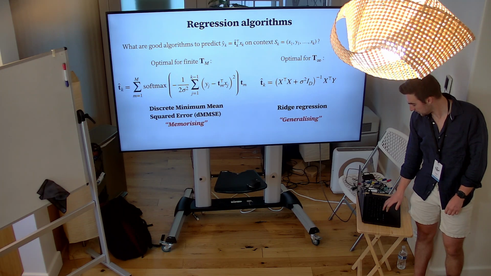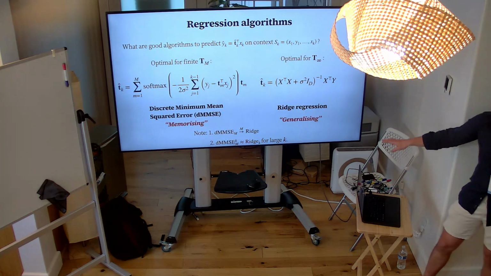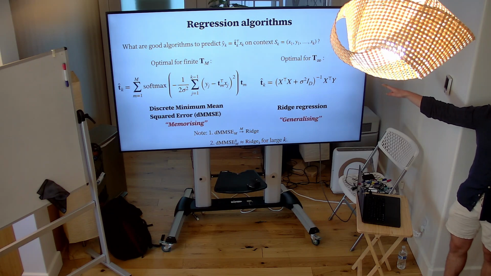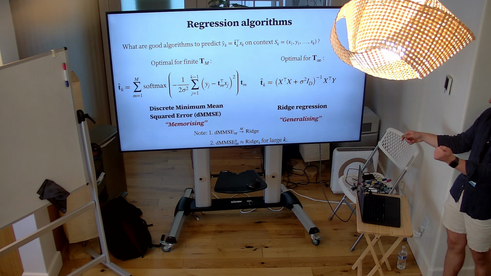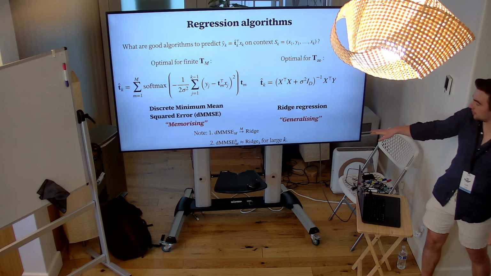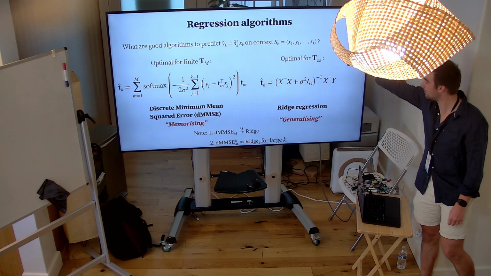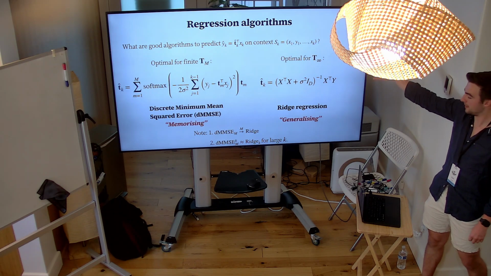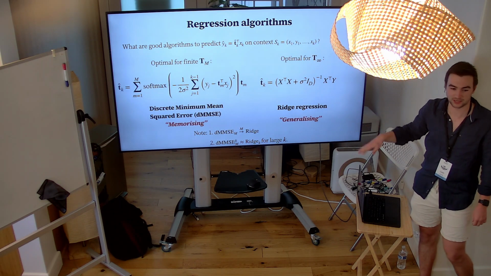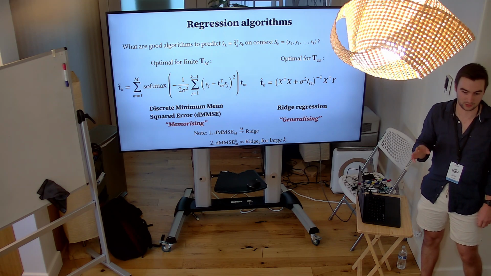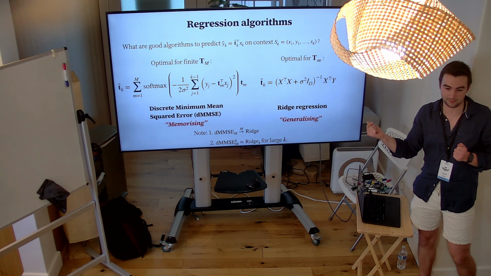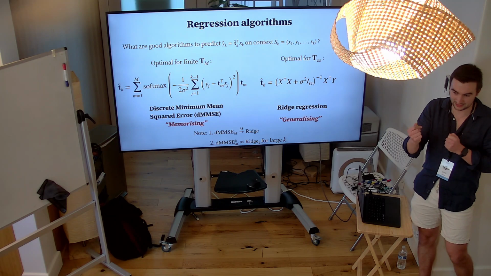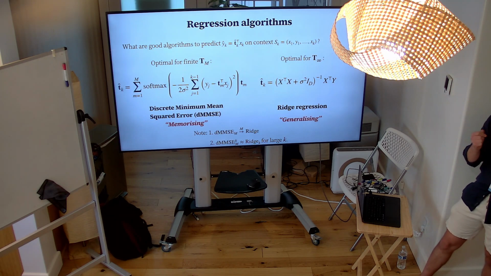Two things to note. The DMMSE algorithm does converge to the ridge algorithm as the task diversity goes to infinity. And also, if you are seeing enough tokens, if K is large enough, then these two algorithms are going to predict very similarly as well. The real question is what happens with only a few data points in the context. That's where the distinction lies between the two of them.